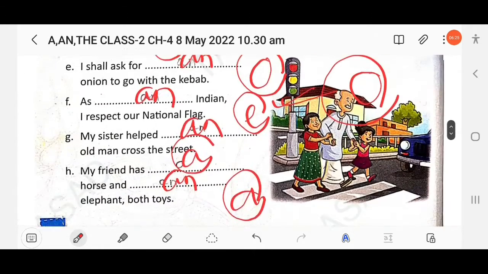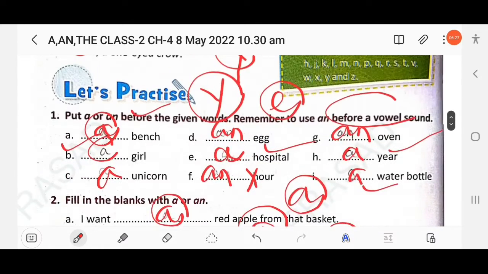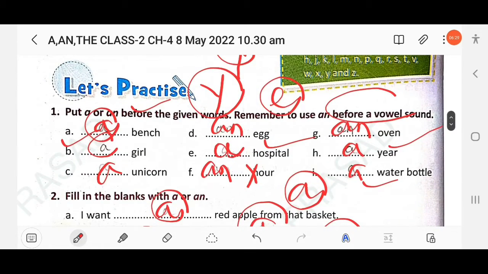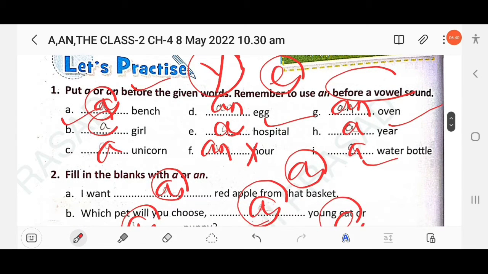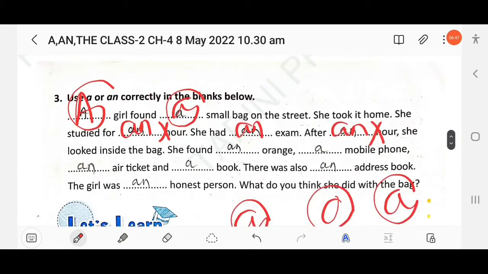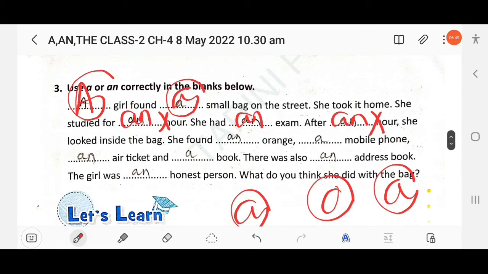So as here, the pronunciation: egg, a. Okay. Here the pronunciation is a vowel sound, a, not e. Okay. Similarly here, an orange. Okay. A mobile phone. An air ticket.